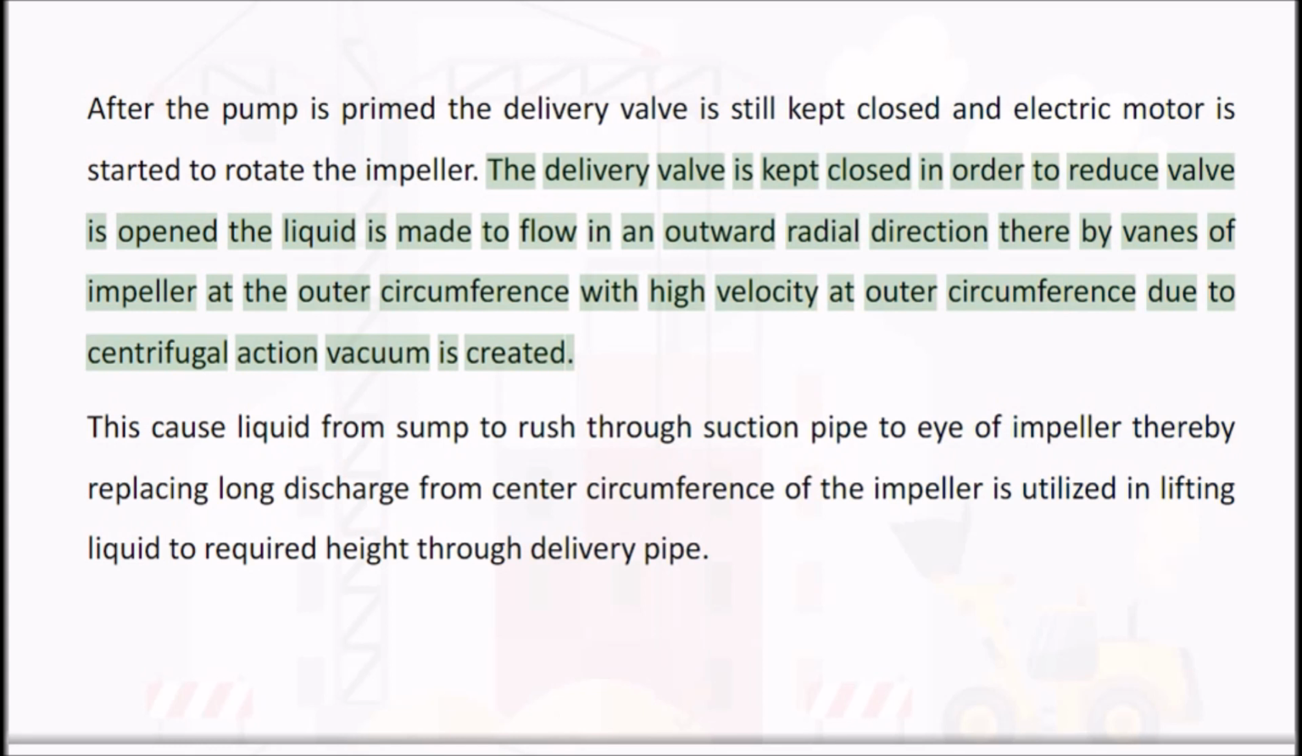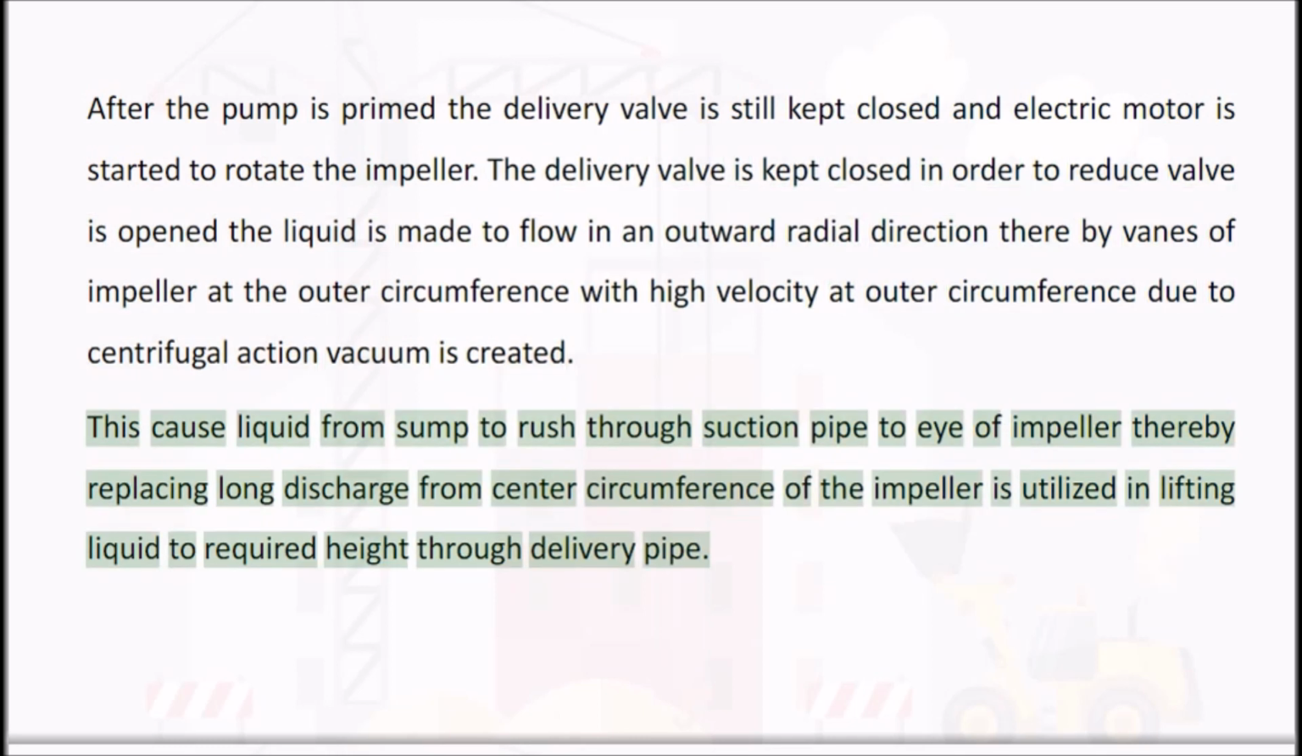Vacuum is created. This causes liquid from the sump to rush through the suction pipe to the eye of the impeller, thereby replacing the liquid discharged from the center. The high pressure at the outer circumference of the impeller is utilized in lifting the liquid to the required height through the delivery pipe.